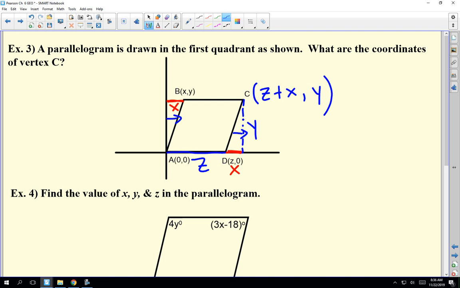As a matter of fact, the area formula for a parallelogram, believe it or not, is the same as it is for a rectangle. Because I could take this little piece right here, cut it off, and slide it in over here, and I have a rectangle anyways. Right? So they have the same area formula. So for that reason, that coordinate is just z plus x, where x represents the part you come over from the vertical line or the y-axis.